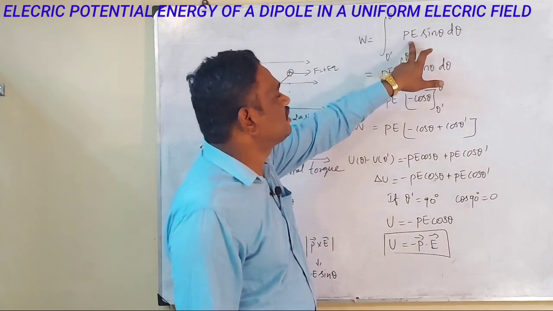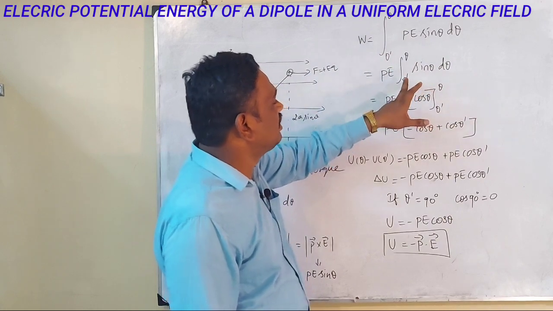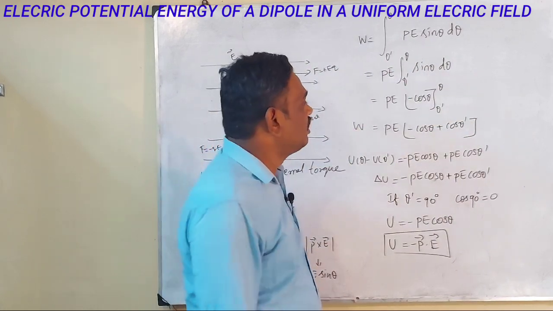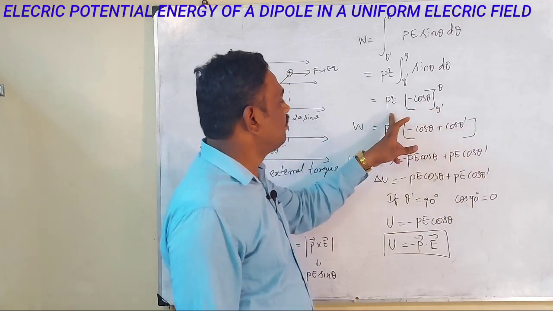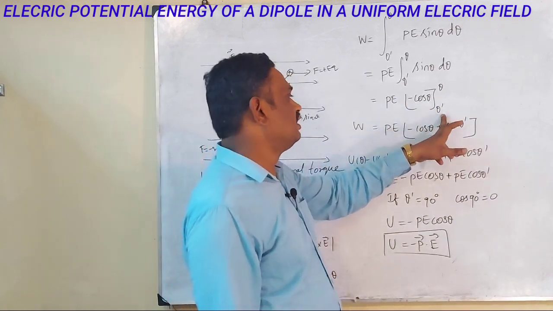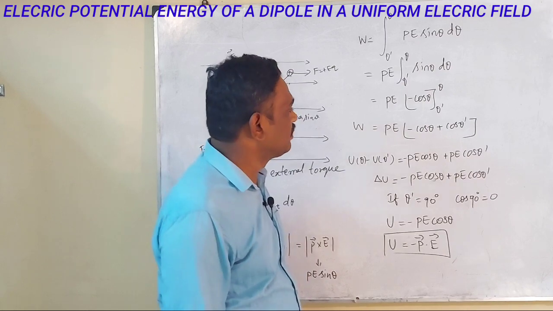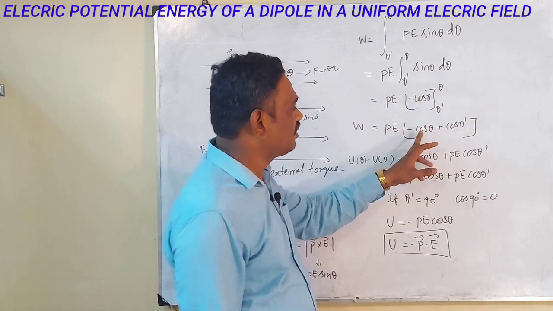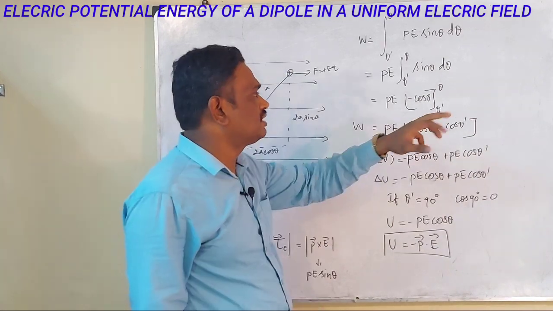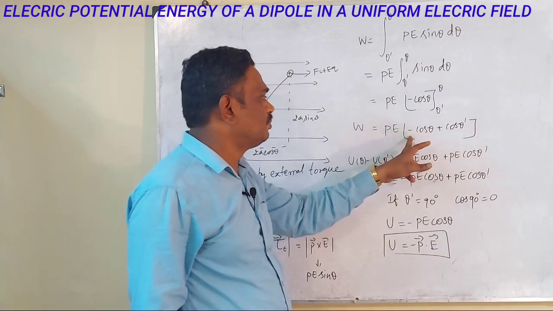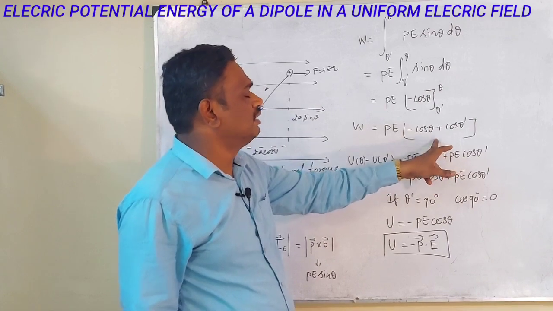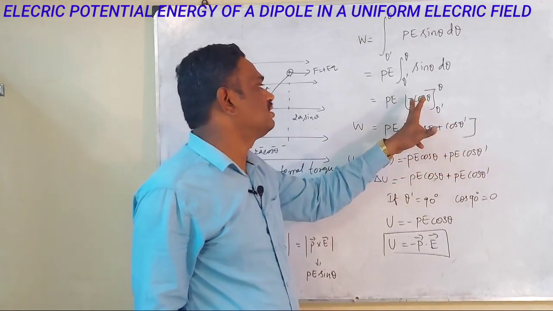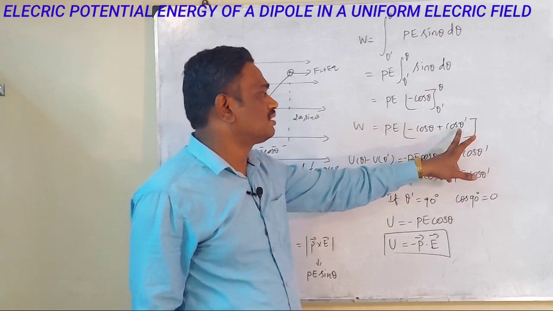Here P is a constant, so take it out of the integration, leaving sin theta d theta. When we integrate sin theta, we get minus cos theta, so P times minus cos theta, with limits theta prime to theta. First we have to apply the upper limit, so minus cos theta, and then before applying the lower limit we have to change the sign, minus into minus becomes plus cos theta prime.